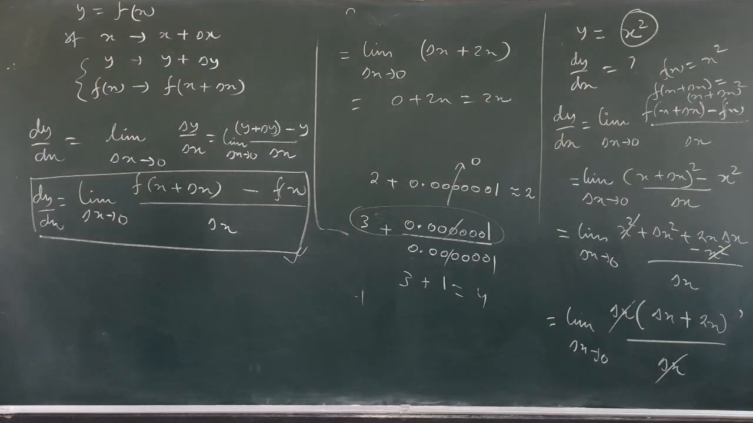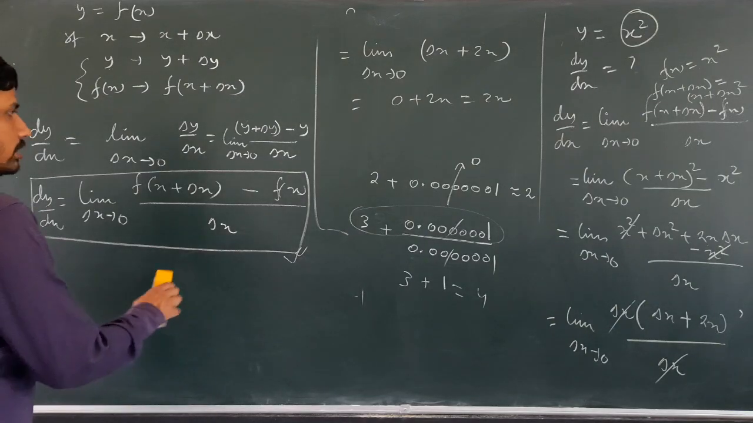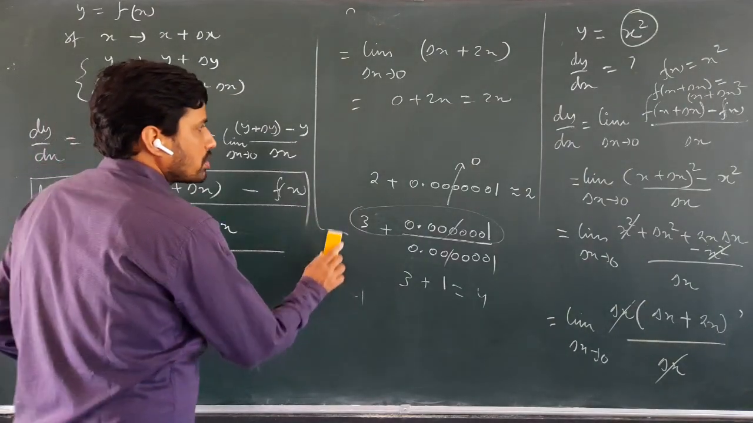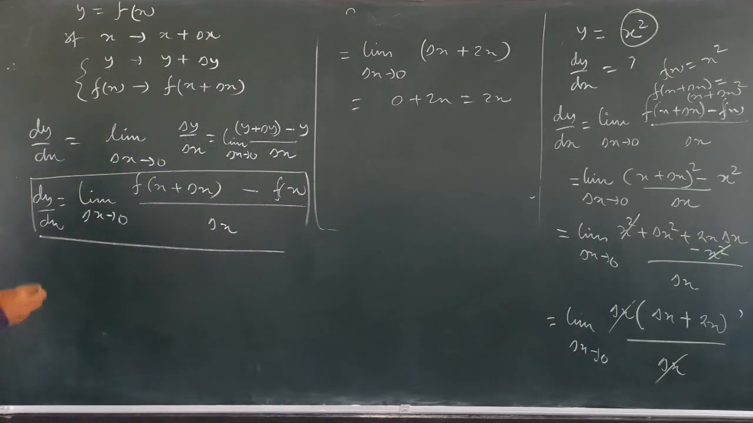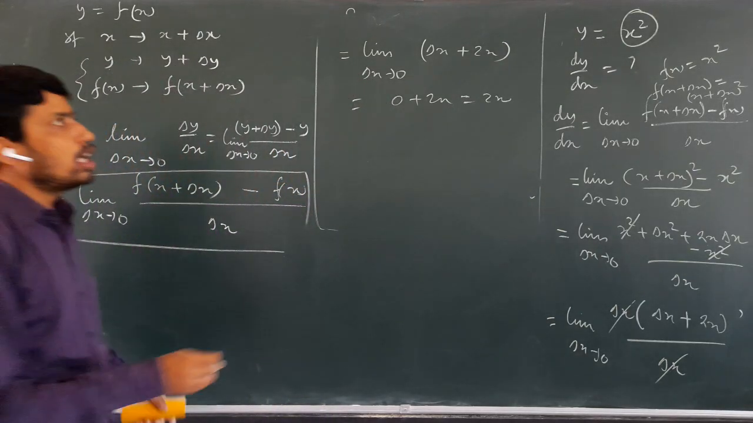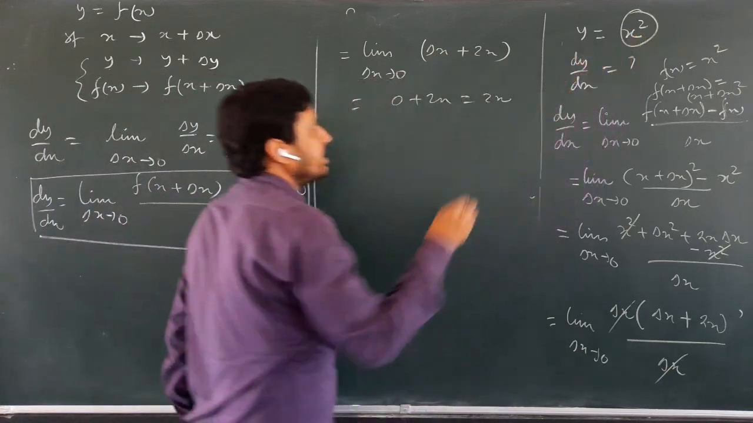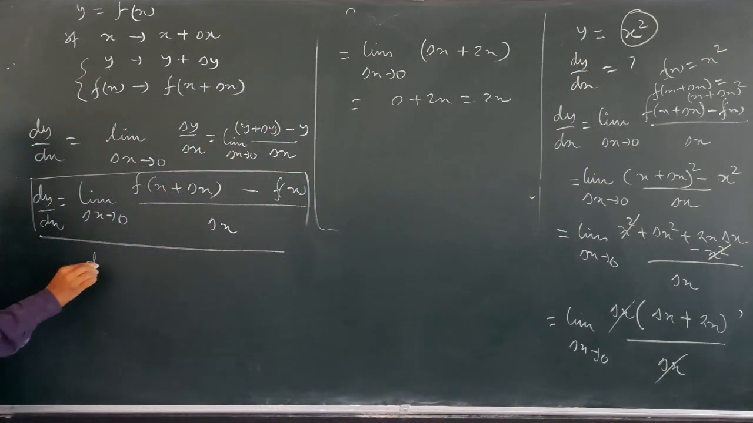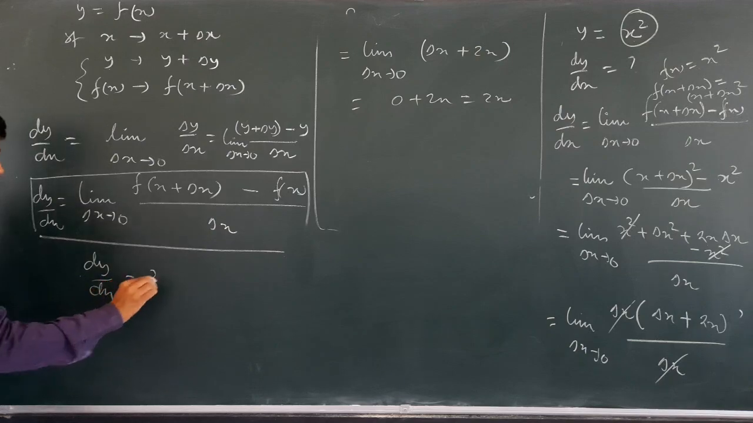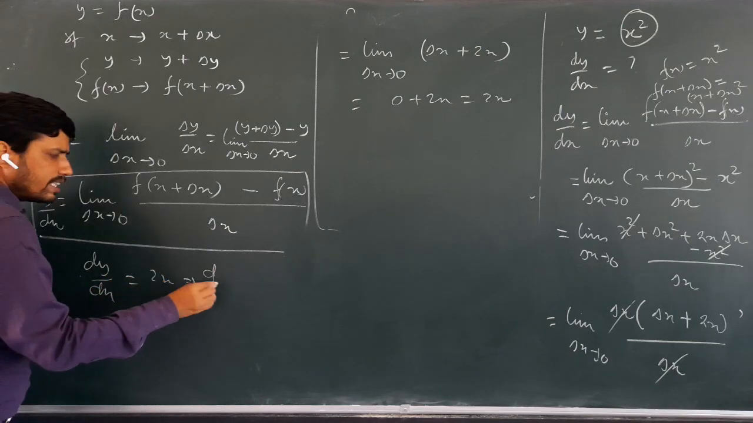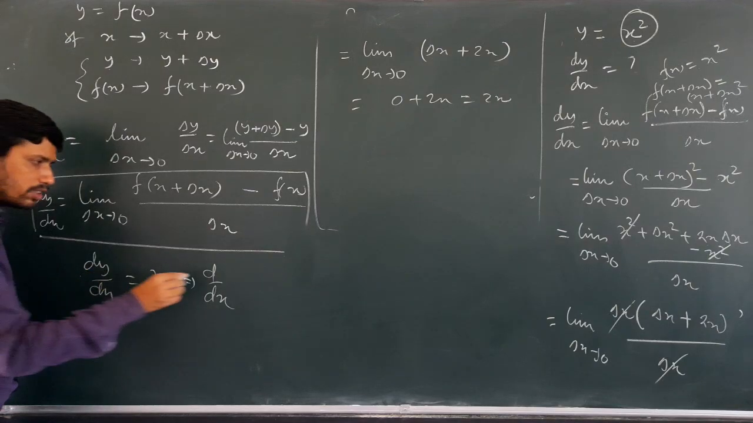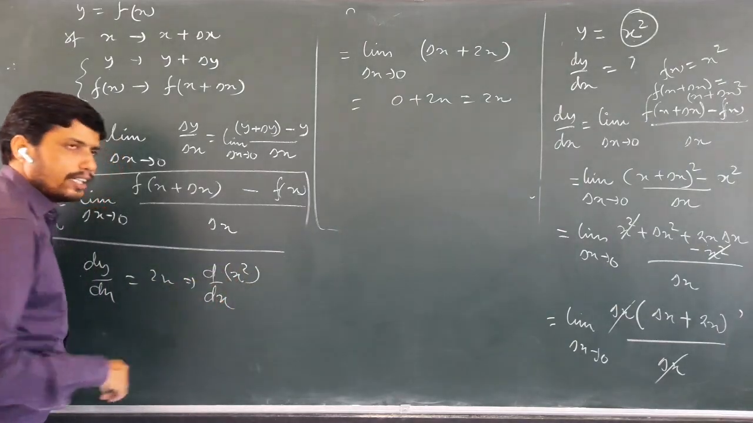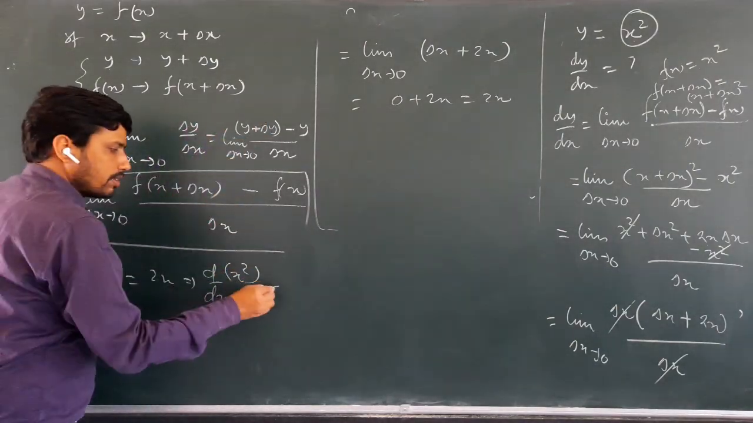So try to ponder over these discussions. I will do one more question. So what is the result? The result I will put here. We got derivative of x square, dy by dx is equal to 2x. We will write it in another fashion. d by dx of y. Instead of y, I will write x square as per the question.